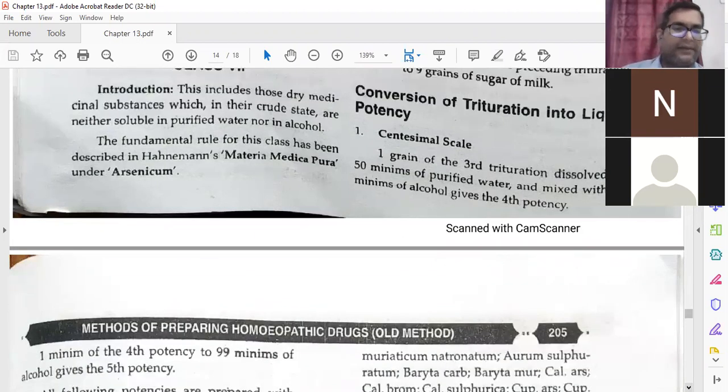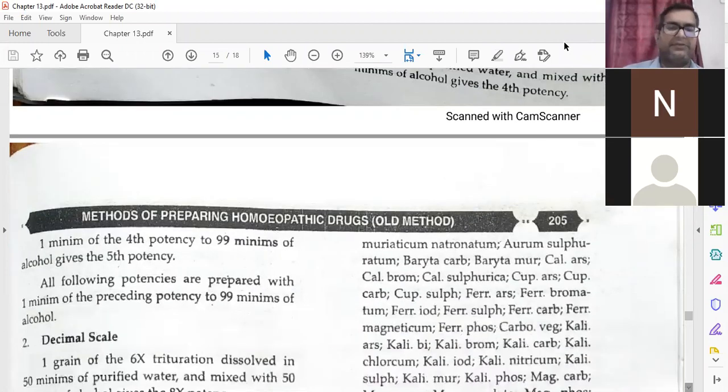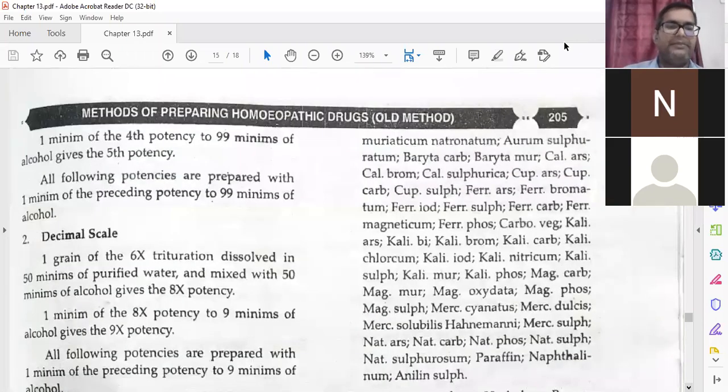Next, 1 part of the fourth potency to 99 minims of alcohol gives the fifth potency. That is a different part, again the liquid potency. How will you convert solid potency into liquid potency? That part is there, but here that is not so important. Here it is just the classes; which class contains which type of potency is important. All following potencies are prepared with 1 minim of the preceding potency and 99 minims of alcohol.